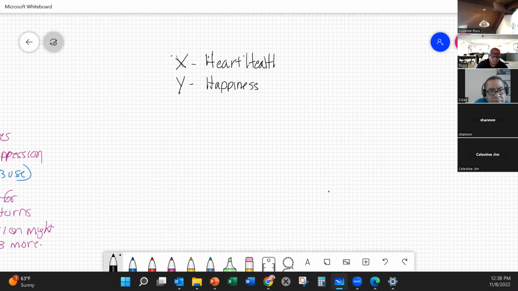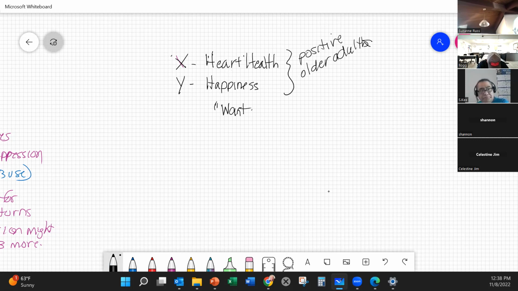Heart health and happiness. It was a positive relationship, and it was among older adults. And the newspaper concluded something like this: Want a healthy heart? Be happy. In other words, they concluded that happiness caused heart health.